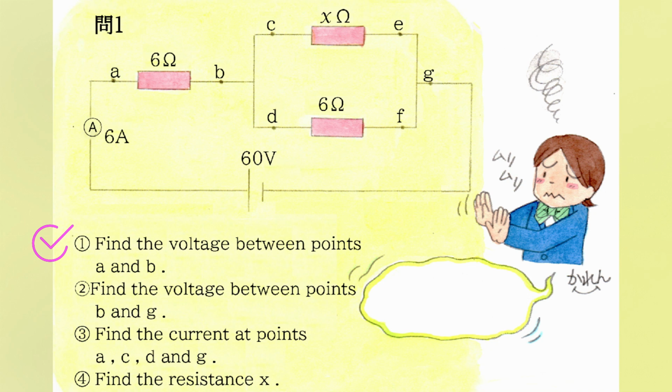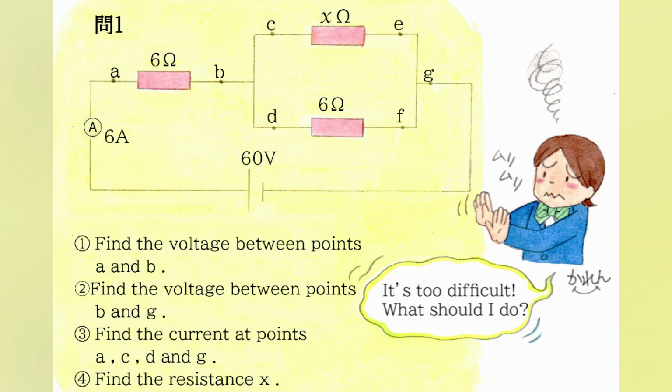Number 1. Find the voltage between points A and B. Number 2. Find the voltage between points B and G. Number 3. Find the current at points A, C, D, and G. Number 4. Find the resistance X. It's too difficult. What should I do?